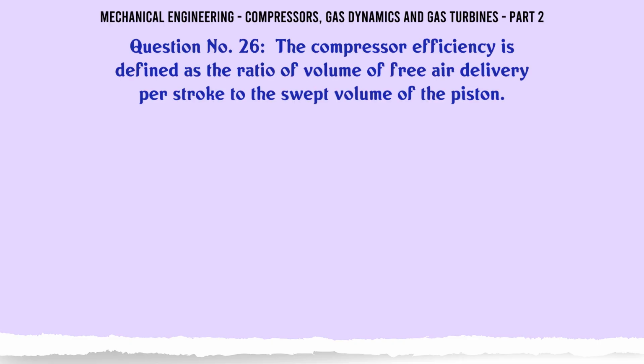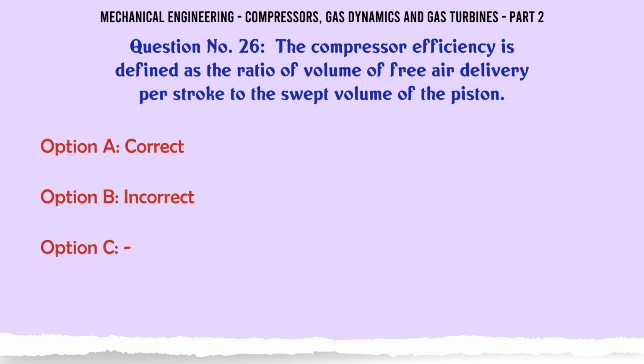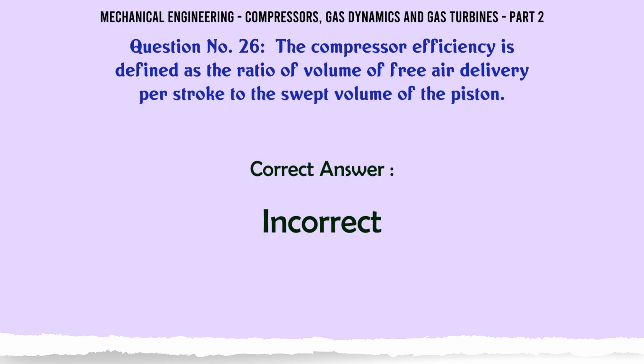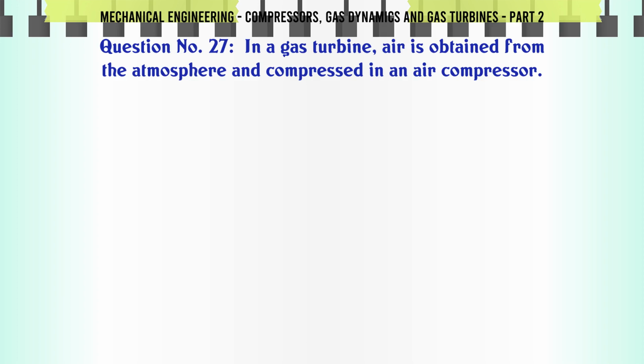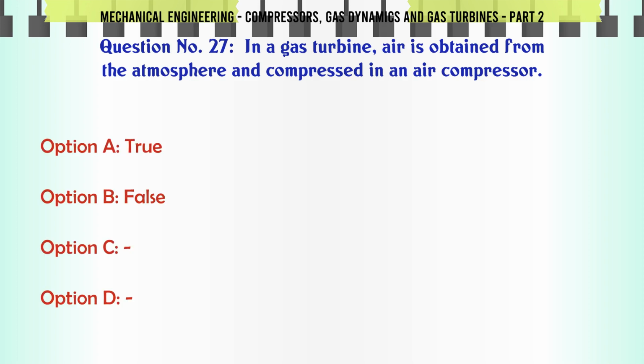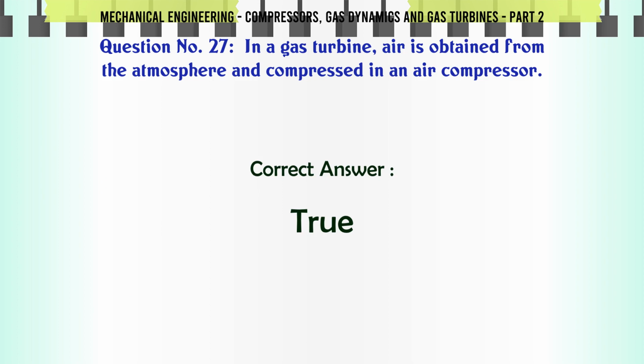The compressor efficiency is defined as the ratio of volume of free air delivery per stroke to the swept volume of the piston. A. Correct, B. Incorrect, C, D. The correct answer is incorrect. In a gas turbine, air is obtained from the atmosphere and compressed in an air compressor. A. True, B. False, C, D. The correct answer is true.